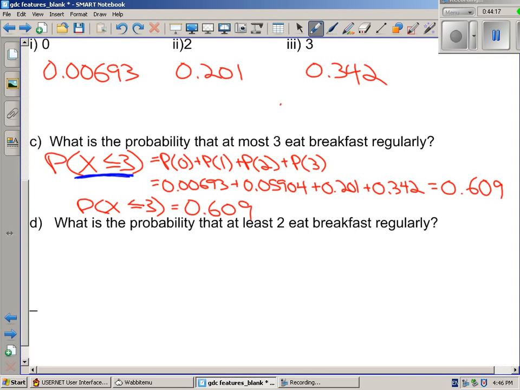Alright, last one. What's the probability that at least 2 eat breakfast regularly? So we want probability that x is greater than or equal to 2. You could add up the probability of 2 plus probability of 3 plus probability of 4 plus probability of 5. Okay, that's going to work for sure. And if you have just a minute or two to spend on it, that's a great way to approach it. Probably the fastest way to do it, though, would be to realize that this is the complement of the probability of up to 1 eating breakfast regularly. And that can be had from the binom CDF.